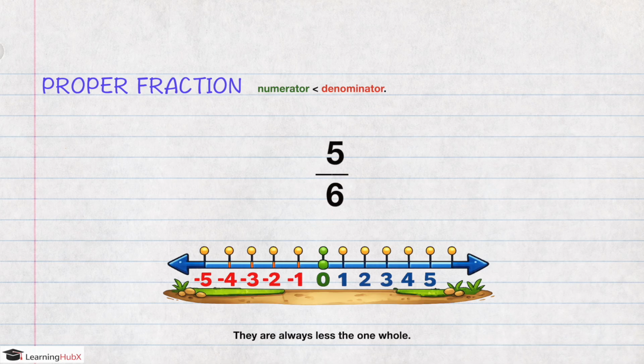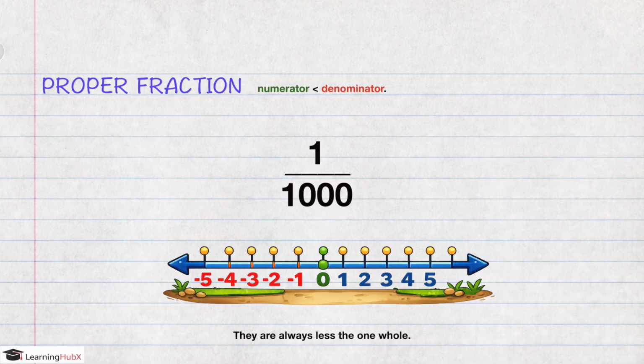Now do the same for 5 over 6. Think of the cake example. We cut the cake into 6 pieces. 6 over 6 would equal 1. Now we have 5 pieces of cake out of 6 pieces. 5 over 6 must be smaller than 1. So we place it in between 0 and 1.